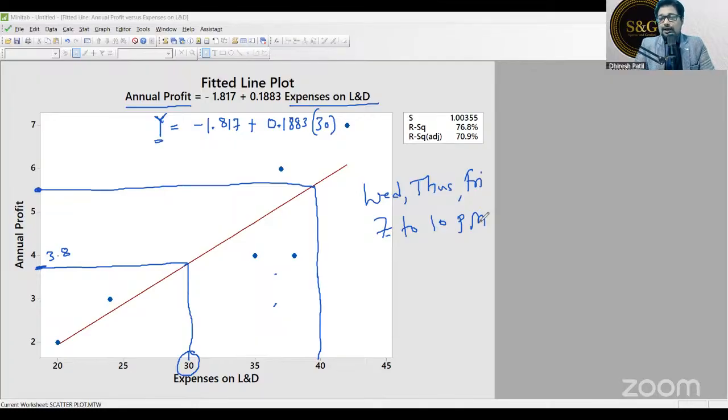Okay, Y value in Minitab tool. Y value meaning, I did not understand, Shailesh ji, I did not understand the question. Y value is annualized profit.